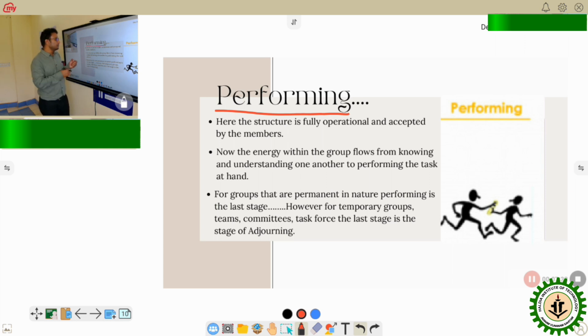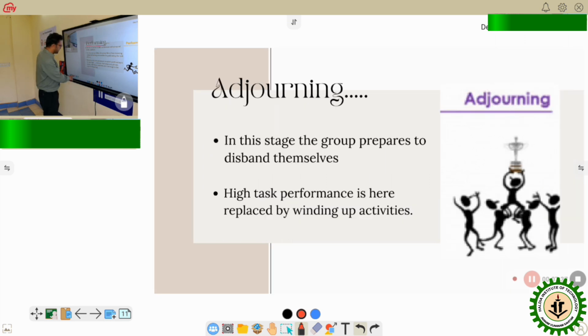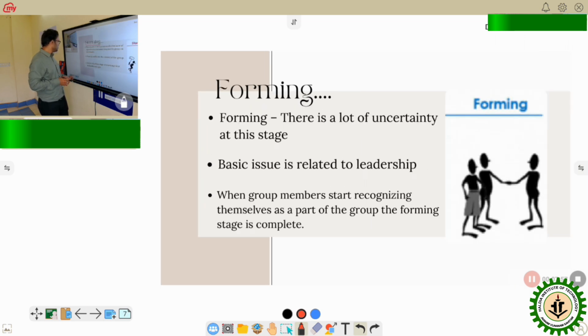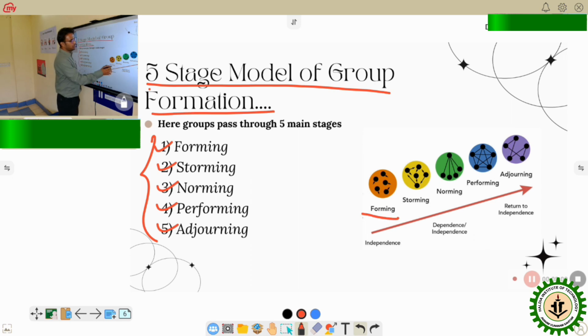But for the temporary group, there is another stage that is called the adjourning stage. In this stage, the group prepares to disband. That means they are now going to end this group. High task performance is replaced by winding up activities. Understand? So in total there are 5 stages. First stage is forming, second is storming, third is norming, fourth is performing, and fifth is adjourning. This is how formal groups are defined.